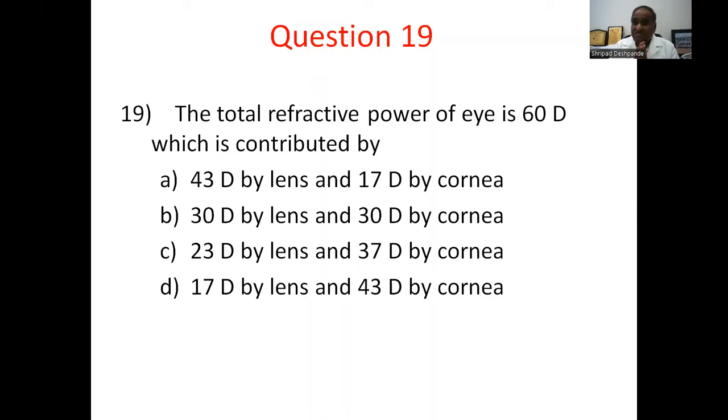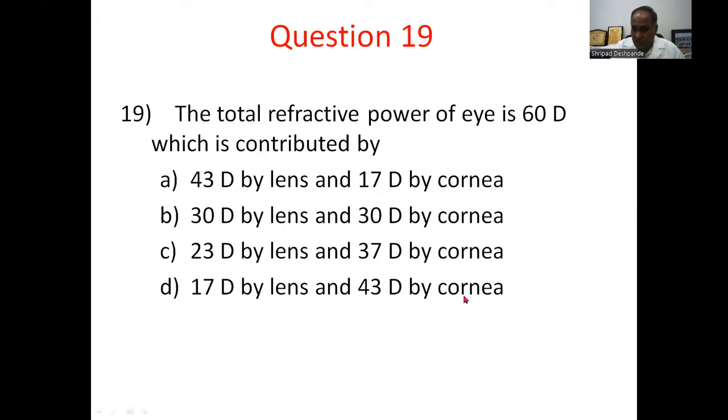The maximum dioptric power of the eye is in the cornea. The lens provides only about 17 to 20 diopters. Option A is 43 D by lens and 17 D by cornea; option B is 30 D by lens, 30 D by cornea, which is not correct. Option C, 23 D by lens and 37 D by cornea, is not correct. And option D is the correct response: 17 D by lens and 43 D by cornea.